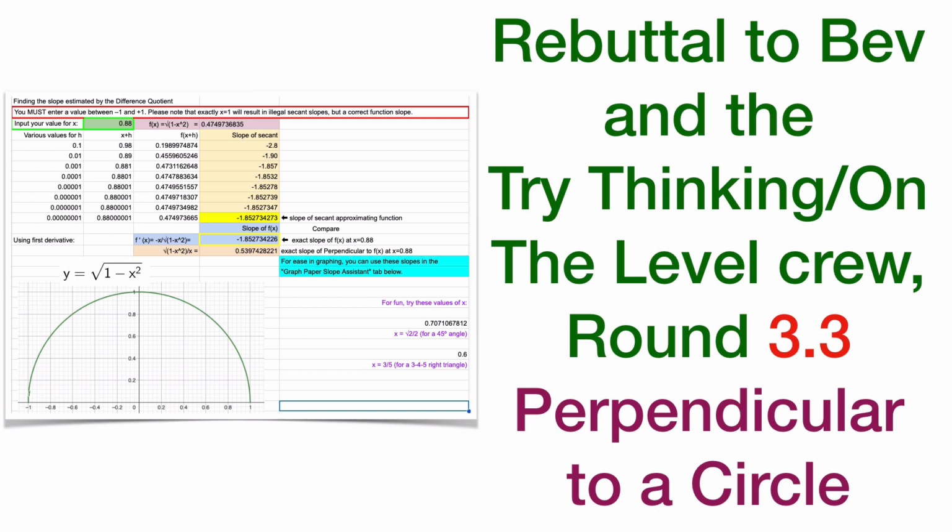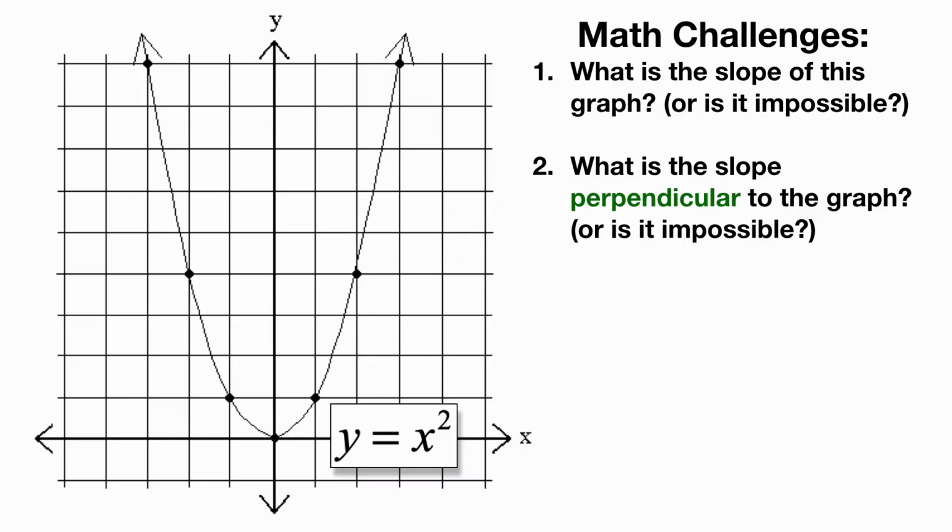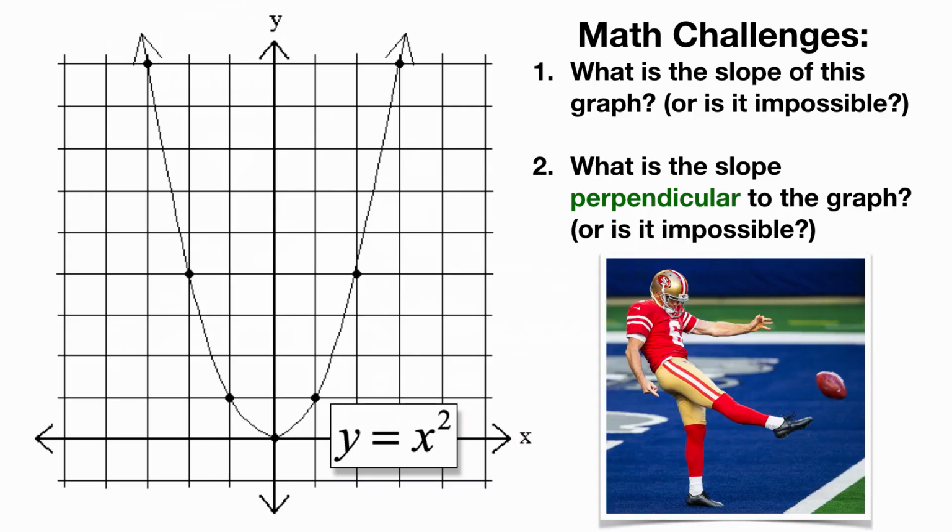Rebuttal to Bev and the Try Thinking on the Level crew, round 3.3, perpendicular to a circle. This started back in my round 3 video where I posed a pair of math challenges. What is the slope of a parabola, and what is the perpendicular slope to this parabola? Bev punted and scrolled right to the answer key.